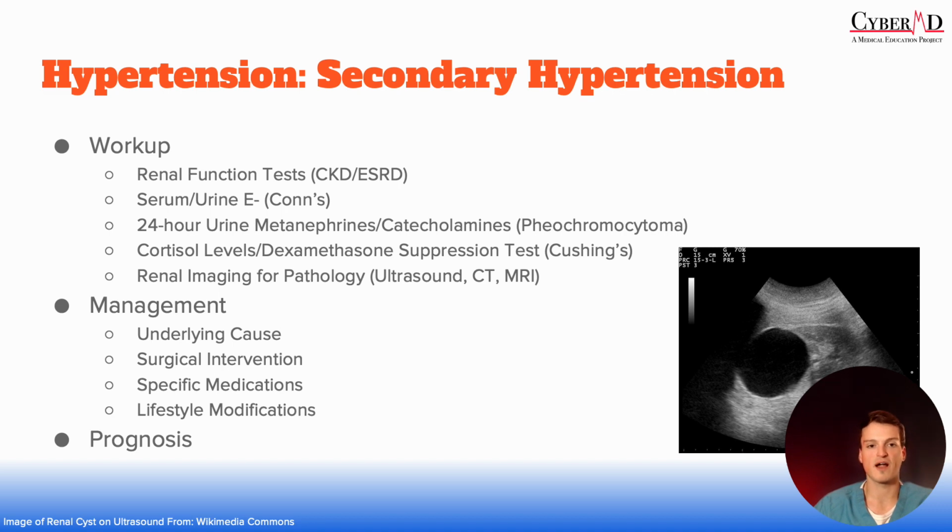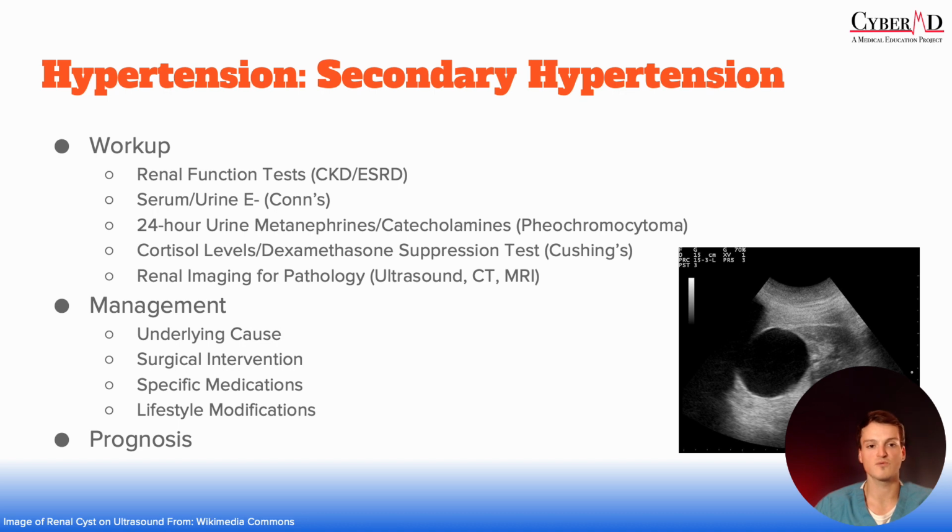You're going to get 24-hour urine metanephrines potentially and catecholamines if you suspect a pheochromocytoma. That's a test you can order. You can look at cortisol levels and do a dexamethasone suppression test looking for Cushing's syndrome.